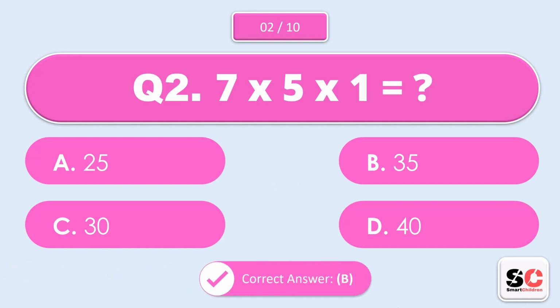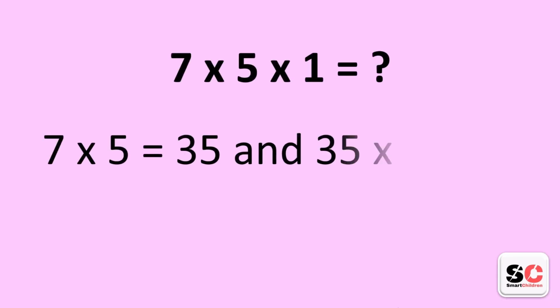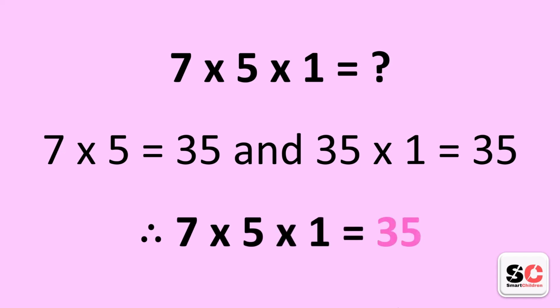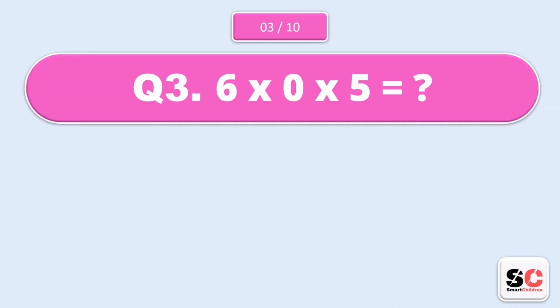35. 7 multiplied by 5 is equal to 35 and 35 multiplied by 1 is equal to 35. Therefore, 7 multiplied by 5 multiplied by 1 is equal to 35. 6 multiplied by 0 multiplied by 5 is equal to?